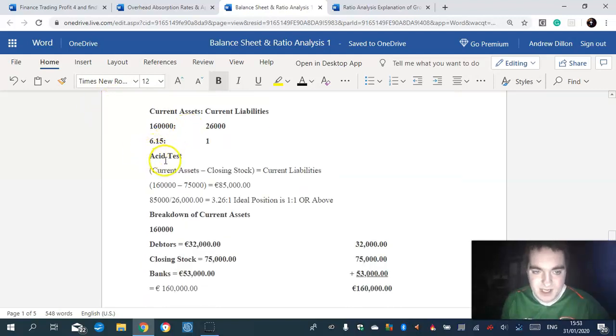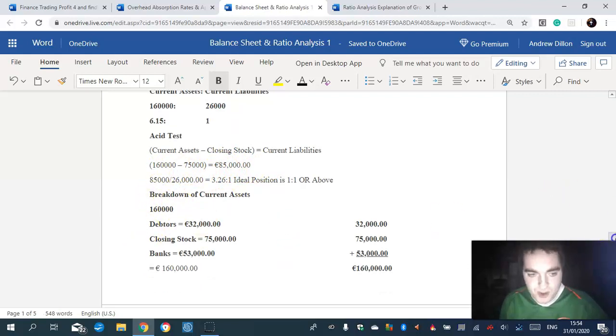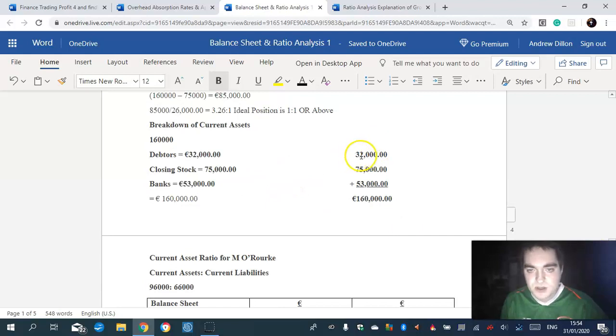So there, the asset test. The current assets take away closing stock equals current liabilities. So 160,000 take away 75,000, and my answer for the current liabilities is 85,000. And there's the breakdown of the current assets: 22,000, 75,000, plus 53,000 is 160,000. And here are the names of those figures. The debtors is 22,000, closing stock is 75,000, and the bank is 53,000.